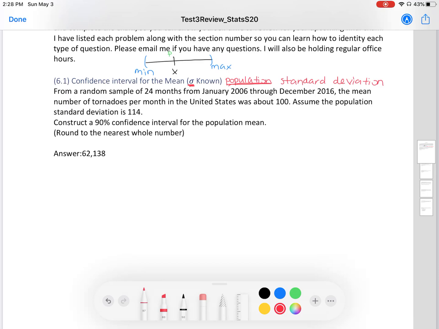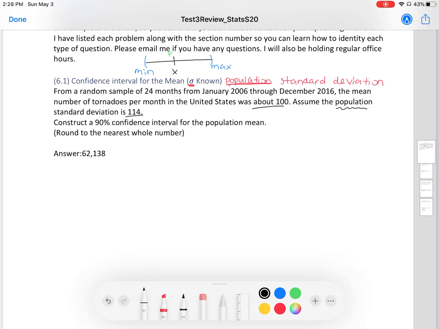Now this problem reads, for a random sample of 24 months from January 2006 through December 2016, the mean number of tornadoes per month in the United States was 100. Assume the population standard deviation is 114. Construct a 90% confidence interval for the population mean.